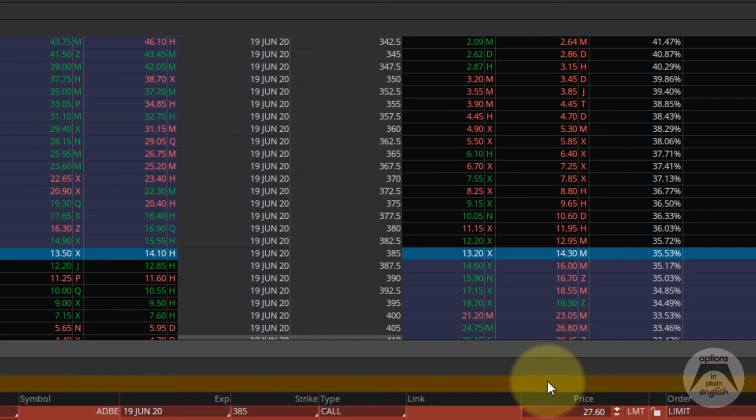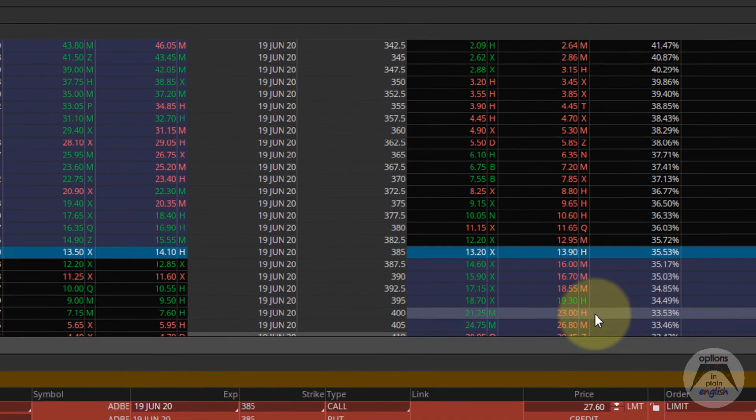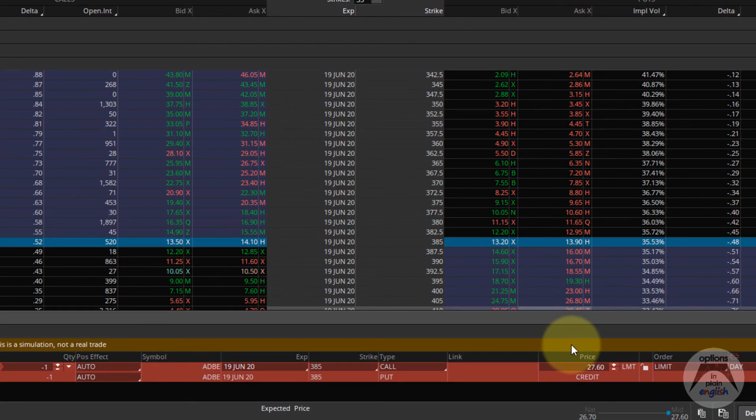27.60 times 3: 3 multiplied by 2 is 6, and 7 multiplied by 3 is 21. So it's going to be the 6 plus the 2.1, so around $8.10, maybe $8.20, something like that. So the 20 delta strangle should be between 8 and 8.10, 8.20, something like that.